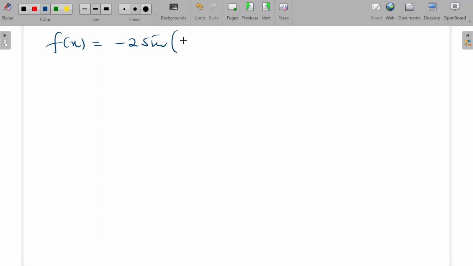This one here is going to be x. It's going to be 1 over 2 x minus pi over 6. Okay, then plus 1. That is our graph.